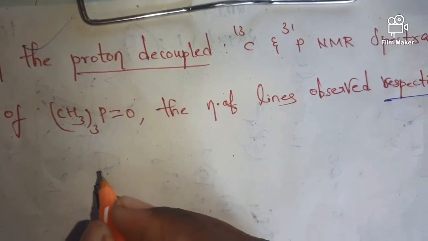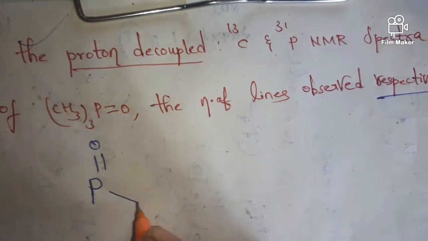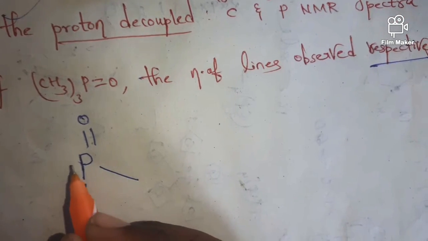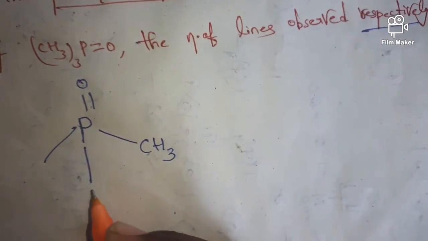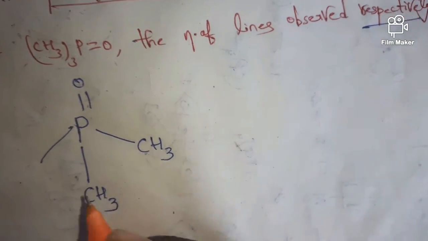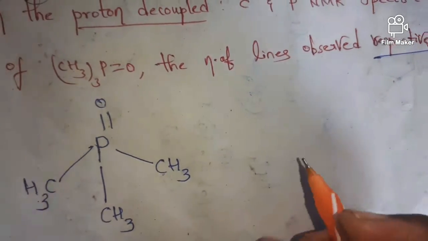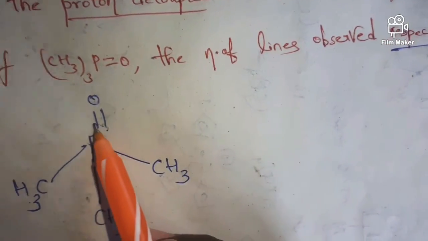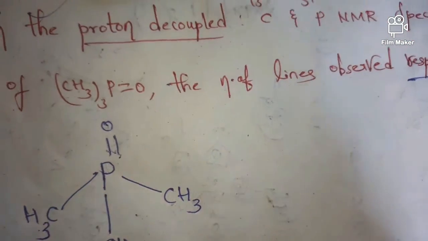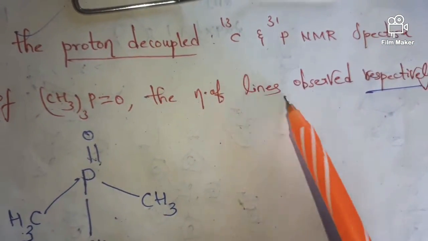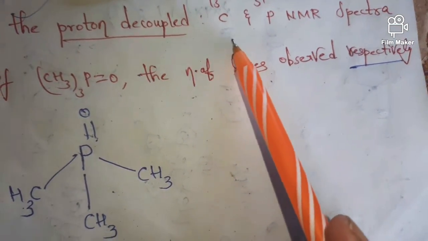P double bond O, CH3, CH3, CH3. Of course, friends, these two lines should be drawn here, near to phosphorus. Okay, friends, first let us find the number of lines for the C13.